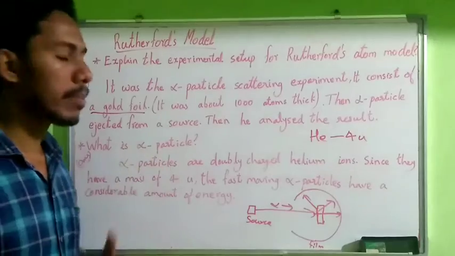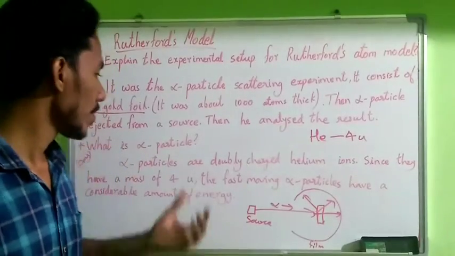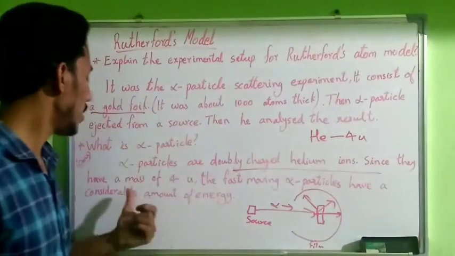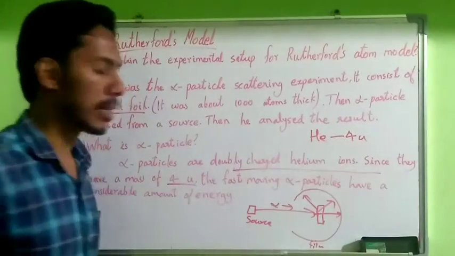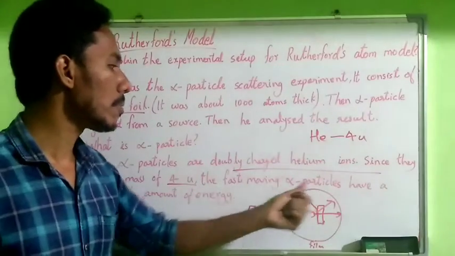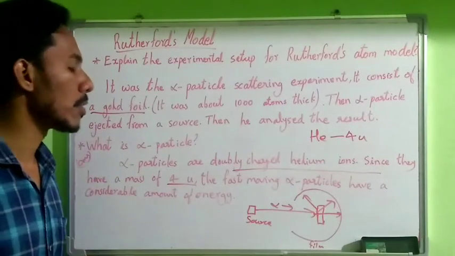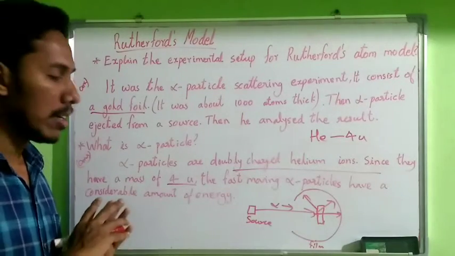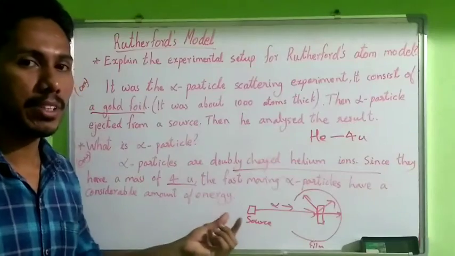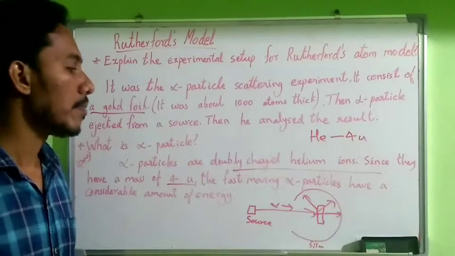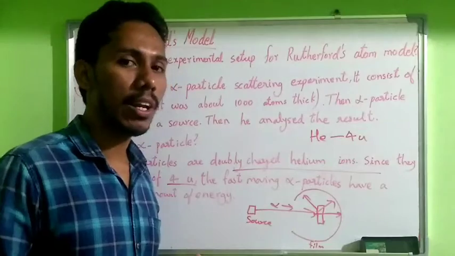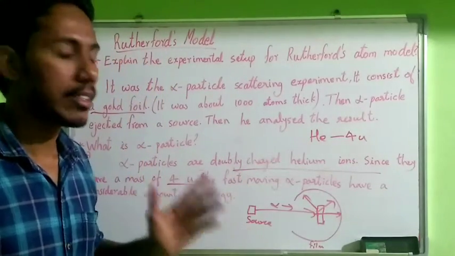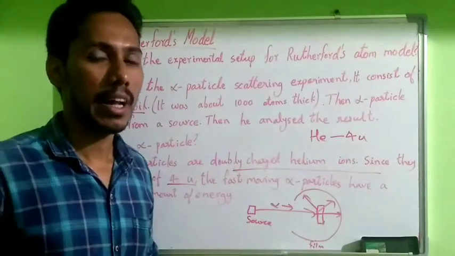Then, what is an alpha particle? Alpha particles are doubly charged helium ions, since they have a mass of 4 atomic mass units. The fast moving alpha particles have a considerable amount of energy. When this helium nucleus, this alpha particle, is passed with high speed, it passes through this gold foil, and he analyzed the result. He explained the structure of the atom by using this analysis.